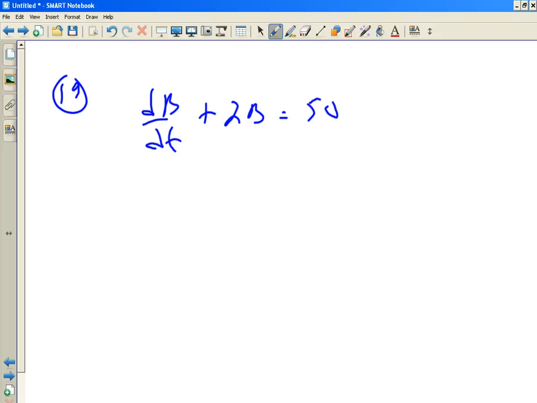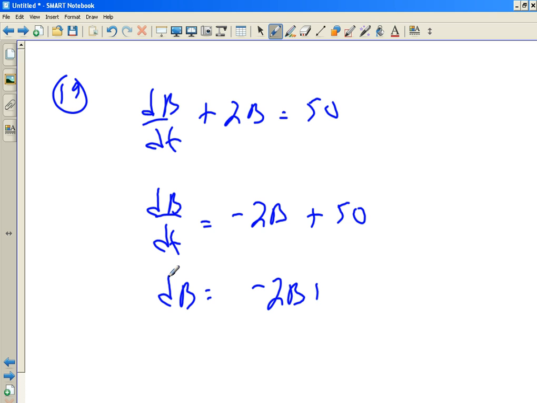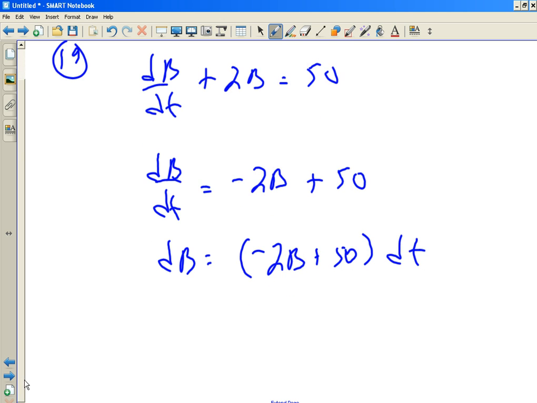And Ethan says, okay, so dB dt is equal to negative 2b plus 50. All right, now what? Cross multiply. All right, so dB equals negative 2b plus 50 times dt. But what did we say a minute ago? Wouldn't it be nice if we just had b? You don't have to do this. The u sub will clean it up, but the u sub will be harder.